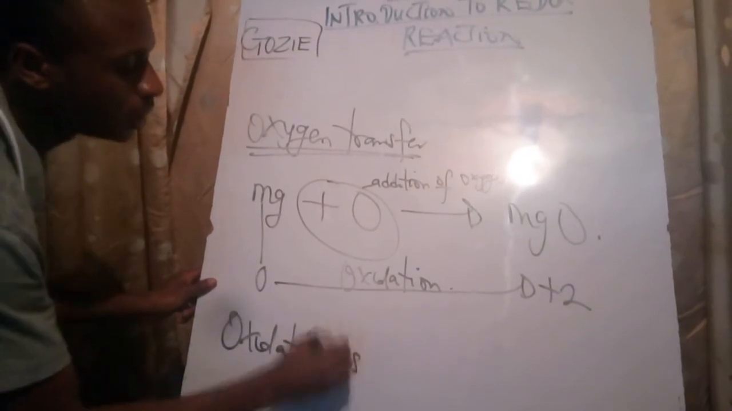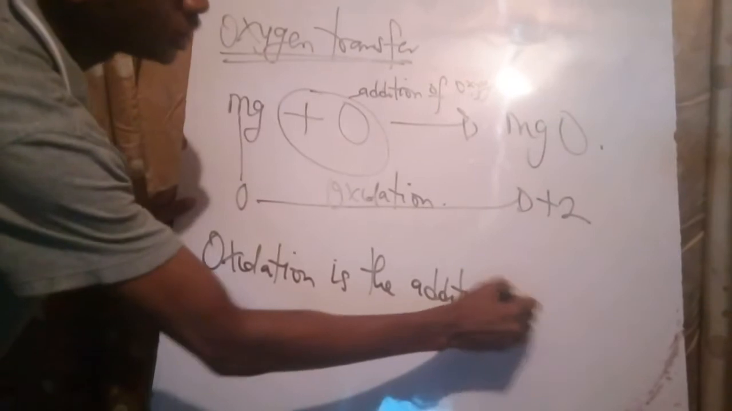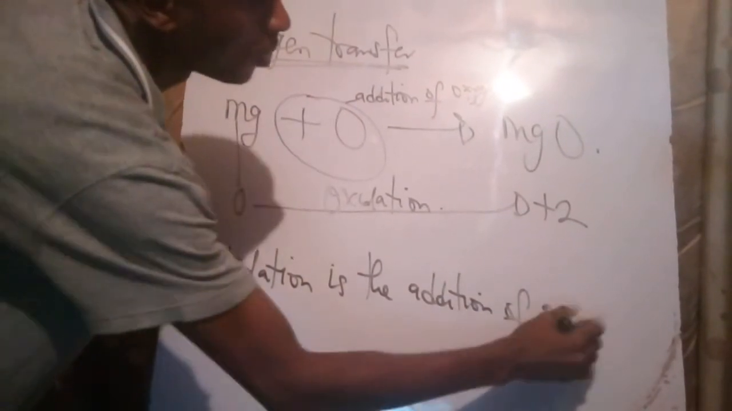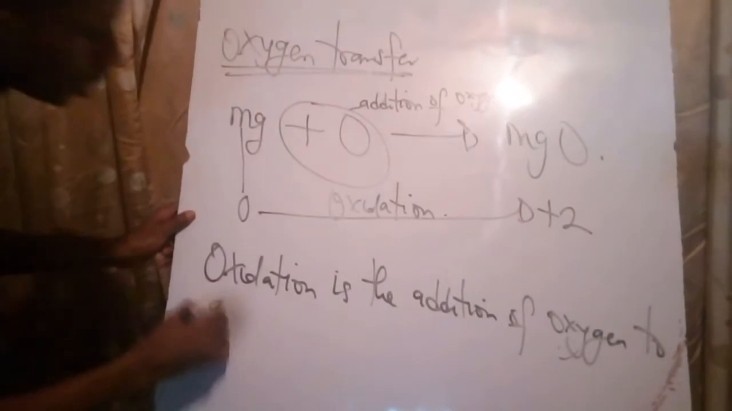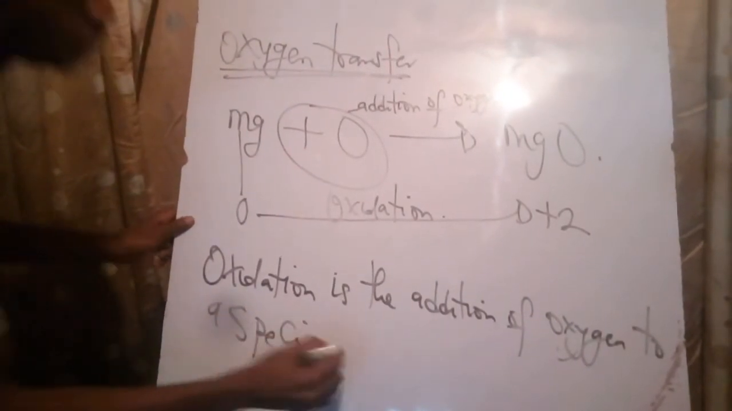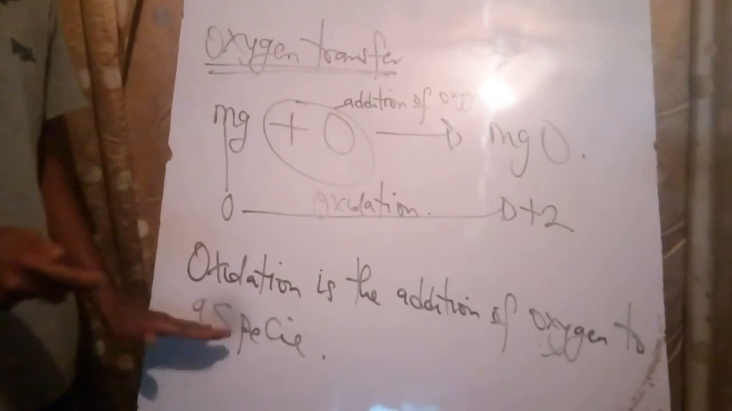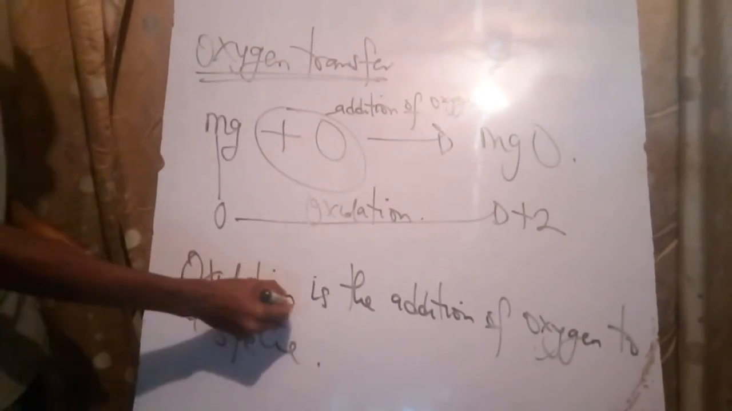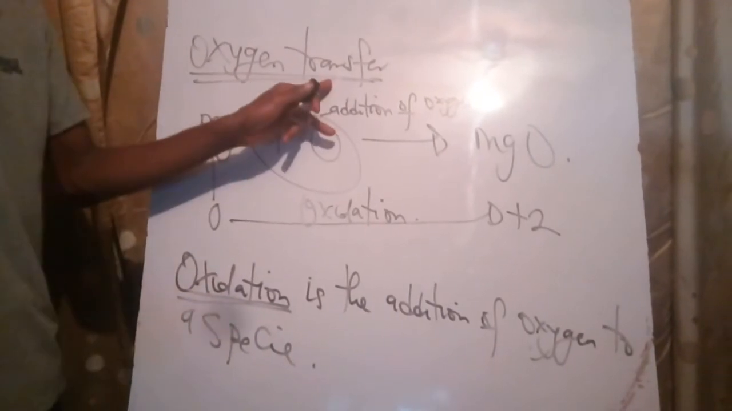Oxidation is the addition of oxygen to a species. Addition of oxygen to a species, that is oxidation. I have derived a definition for oxidation here based on oxygen transfer.